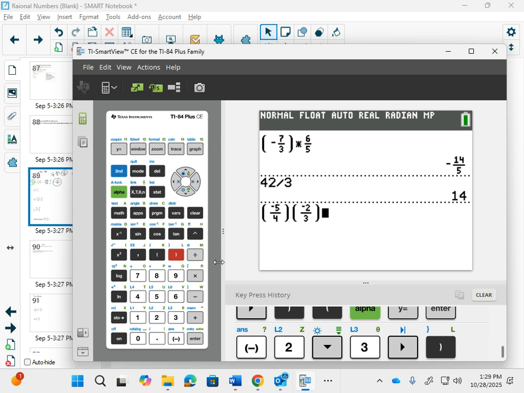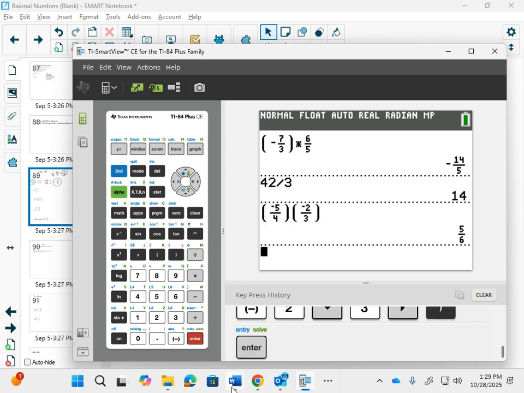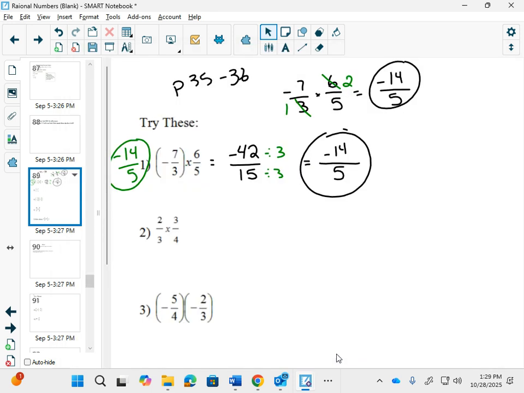So I write it exactly like I see it. I push enter, and it's supposed to be 5/6. So I'm going to go right beside that one, and I'm going to write 5/6. Circle it. That's what the answer is supposed to be.